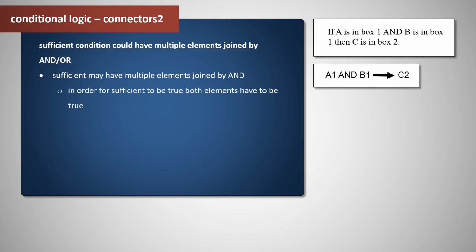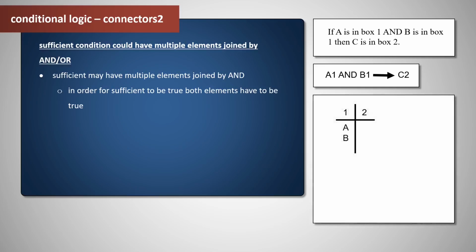So what this is telling us is that in order for the sufficient to be true, both elements have to be true. Now, what does that mean? Well, that means that in this diagram, putting A and B together, we've made the sufficient condition true. They're both there, so the sufficient is true. What does that tell us? That C's got to be in 2.